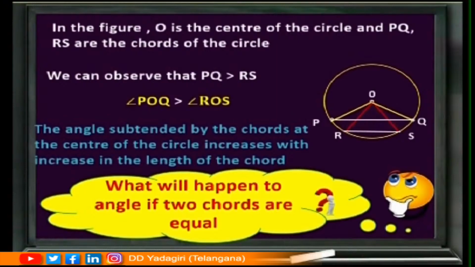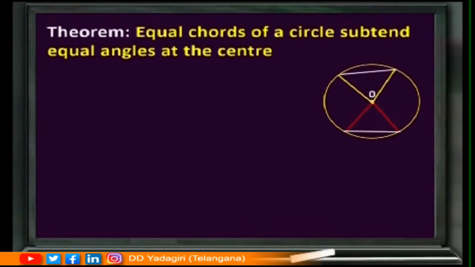Now, students, what happens if the length of the chord is equal? What will happen to the angle if two chords are equal? If two chords are equal, what is the relationship between their angles made at the center? Now, what we can say is the equal chords of a circle subtend equal angles at the center. That means, if the lengths of the chords are equal, the angles are also equal.